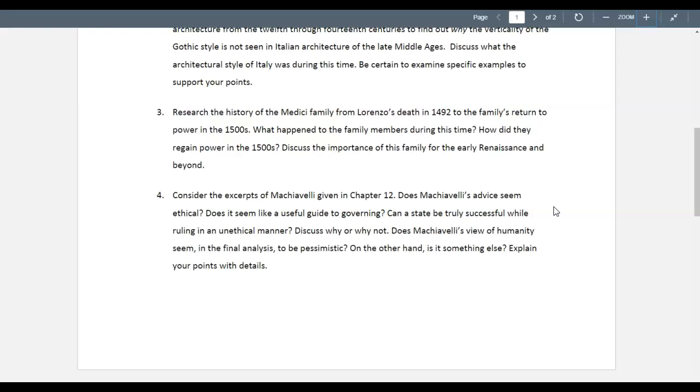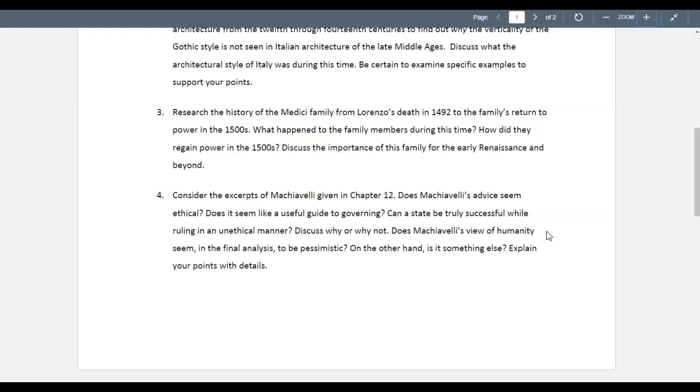So this is really an opportunity for you to argue, write an essay in which you argue regarding the Machiavellian attitude toward government. So you get a chance to read through The Prince. The excerpts are in the book, and you can also look at some of the other aspects that are offered in The Prince if you want to read through that book. And then explain how this works. As it says here, can a state be truly successful while ruling in an unethical manner? And again, this seems to be a topic that's very appropriate with what we have seen taking place in our society over the last few weeks. So this gives you a chance to talk about Machiavellian attitudes and views.